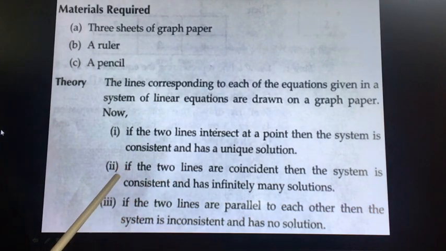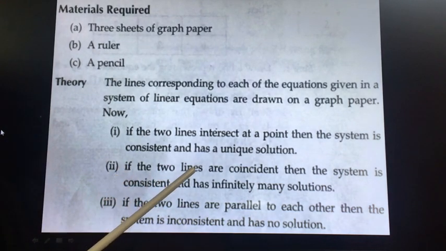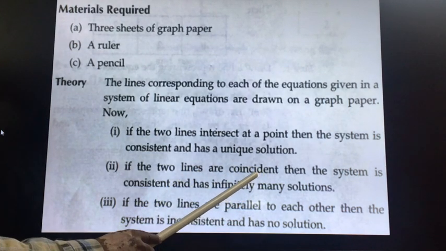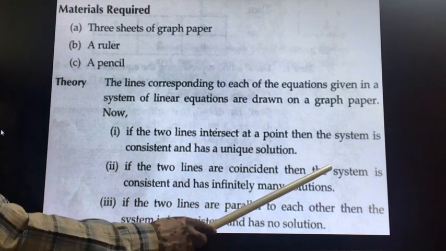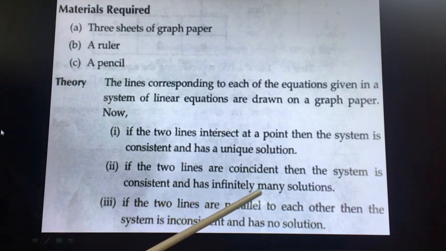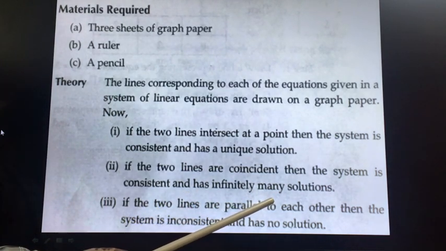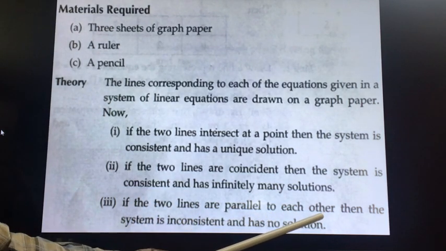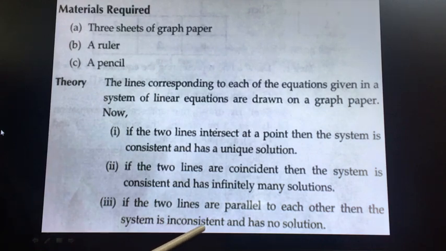The second condition is if the 2 lines are coincident. If the 2 lines overlap each other, or are coincident, then the system is consistent, it has solutions, and it has infinitely many solutions, right? So this is the second condition. The third condition is: if the two lines are parallel to each other, then the system is called inconsistent and we will say it has no solutions.